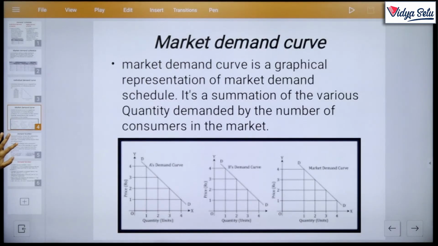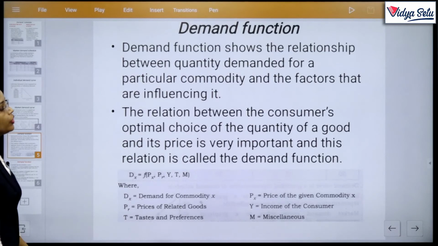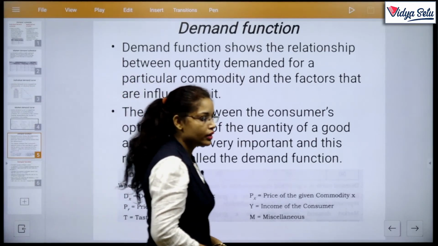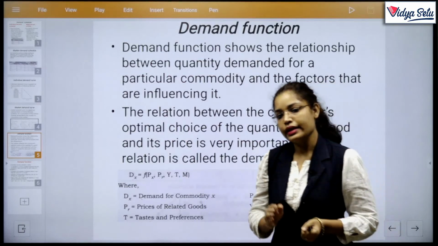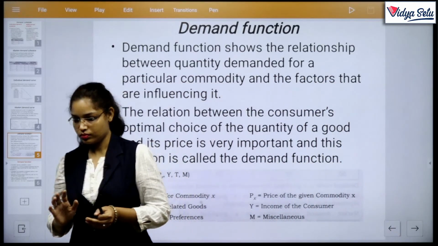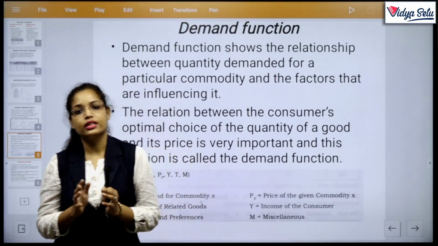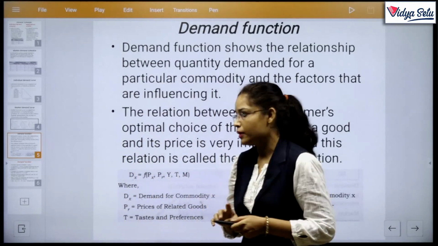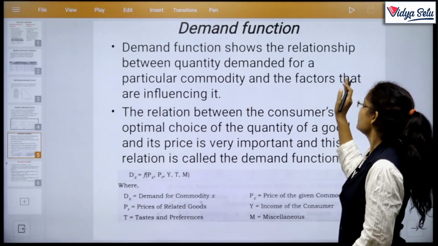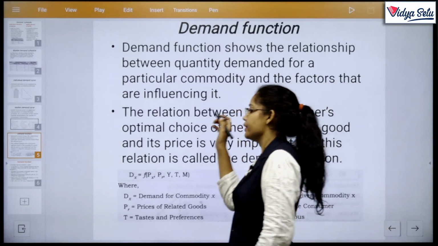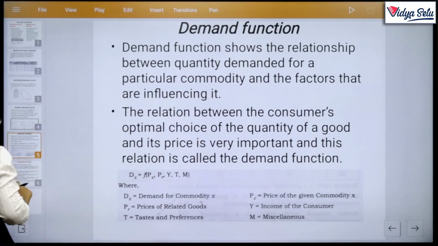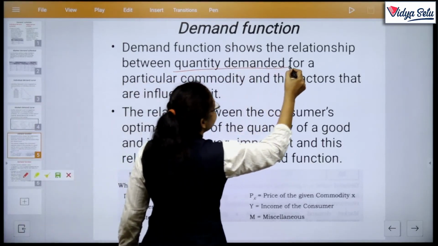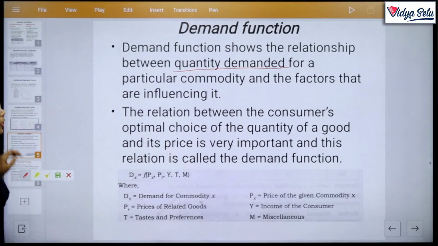So we move to our further notes. Next is the demand function. What is the demand function? Demand function is the relationship between demand and the factors affecting it. Okay. So the demand function shows the relationship between quantity demanded for a particular commodity and the factors that are influencing it.